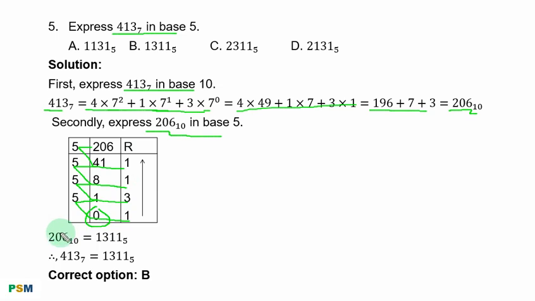So 206 base 10 is equal to 1311 base 5. Therefore, 413 base 7 is equal to 1311 base 5. The correct option is B.